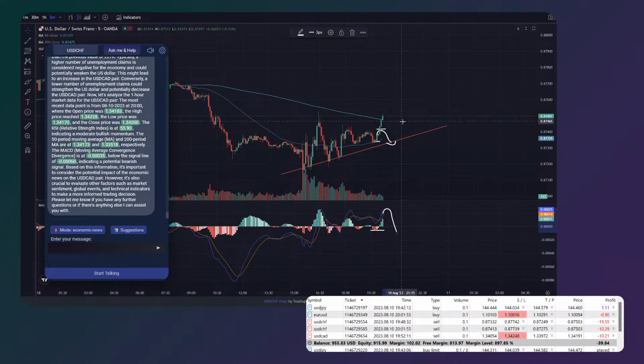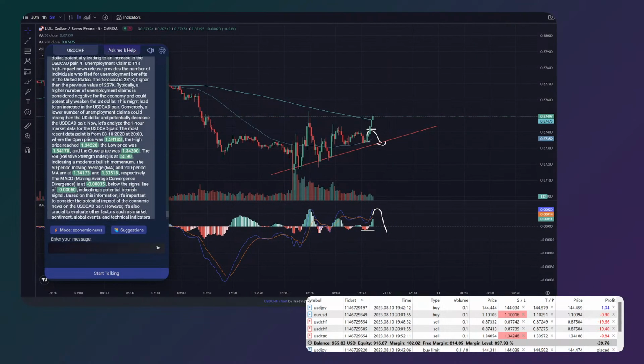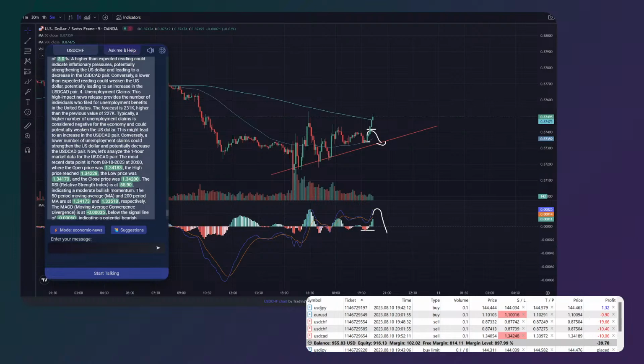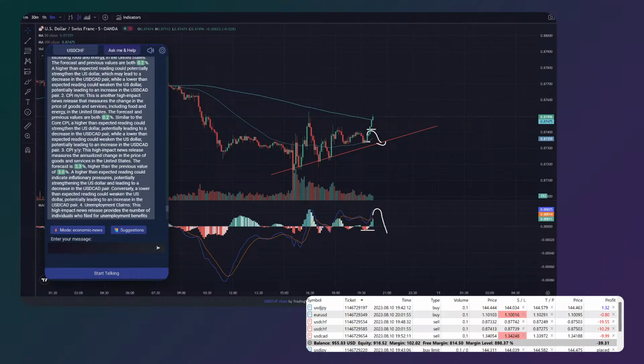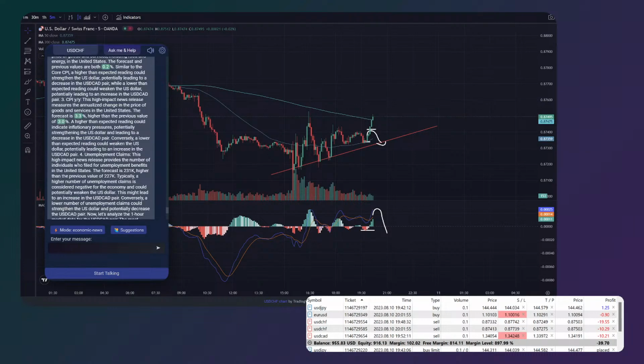I'm curious about the Swiss franc here, but let's see what the AI told us. I love that. Instead of month over month, it always gives us meter per meter. That's a really long answer here. Similar to trading the US. Yeah, expected conversion deal over expected reading, unemployment claims.